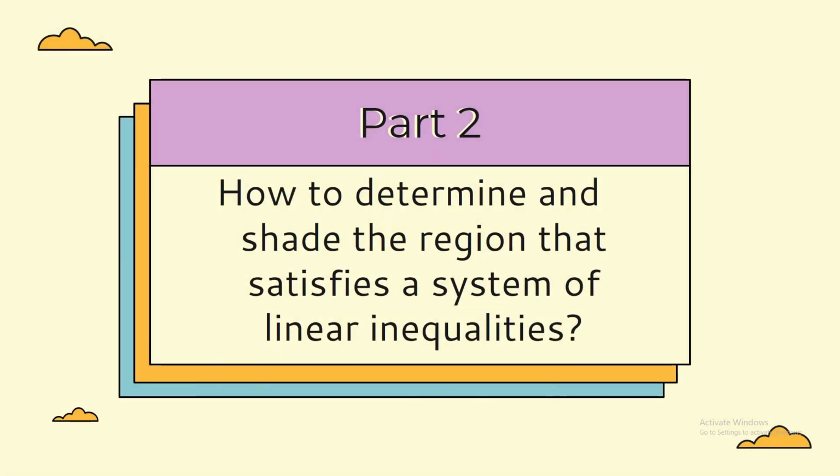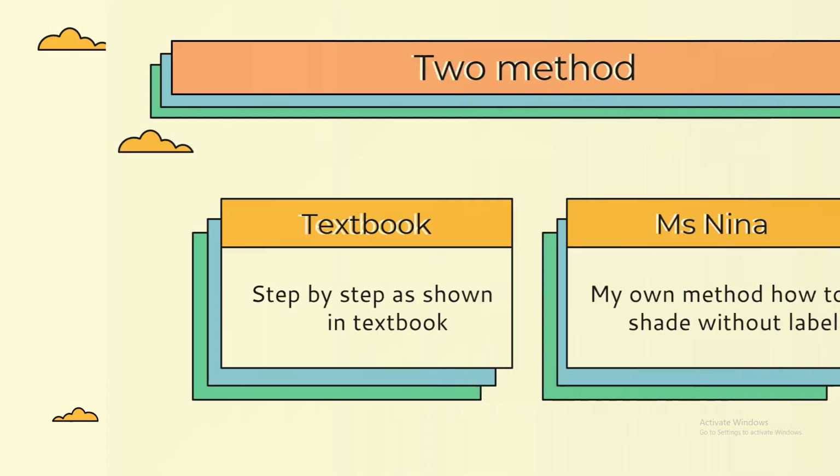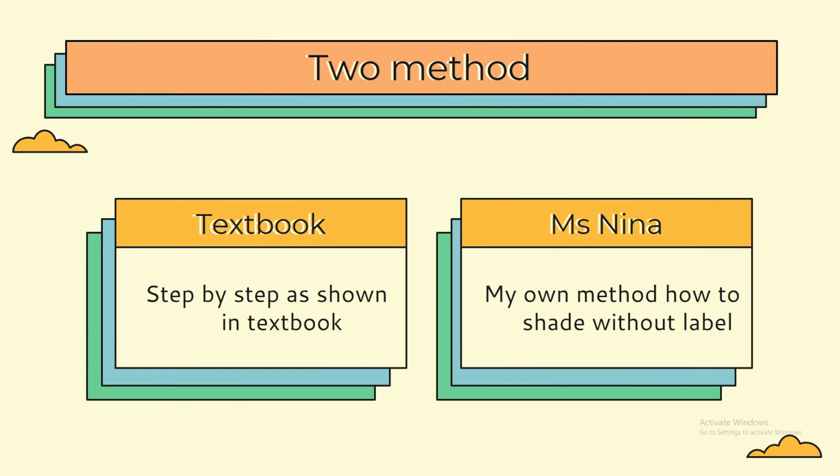Okay, part 2. How to determine and shade the region that satisfies a system of linear inequalities. Okay, there are 2 methods. The first method I got from your textbook, step by step as shown in the textbook. The second method is my own method, how to shade without labels. My method is fast and simple as long as you understand how to use it.